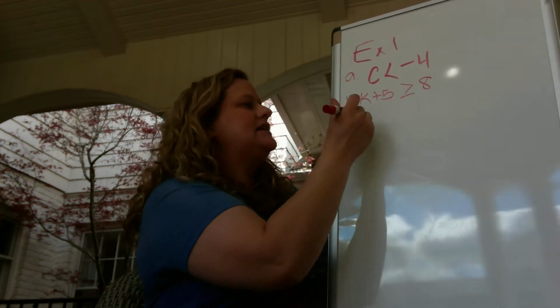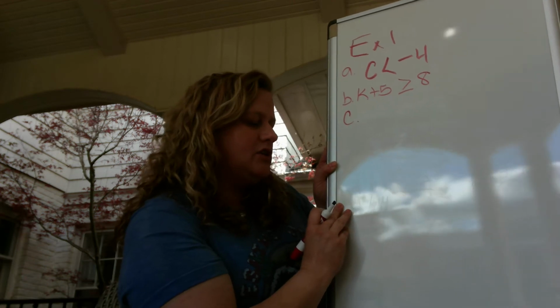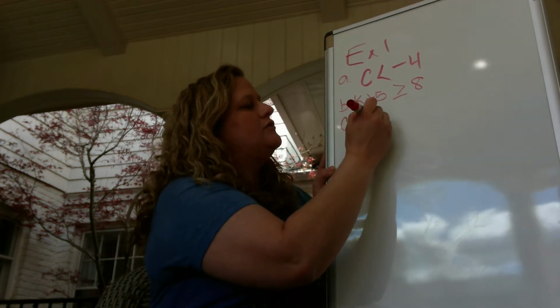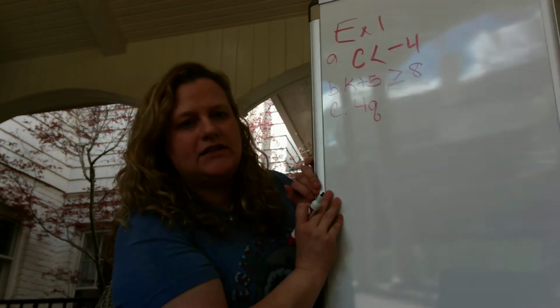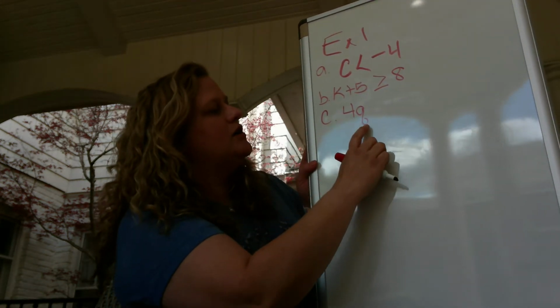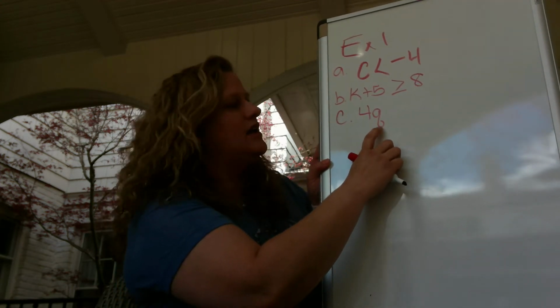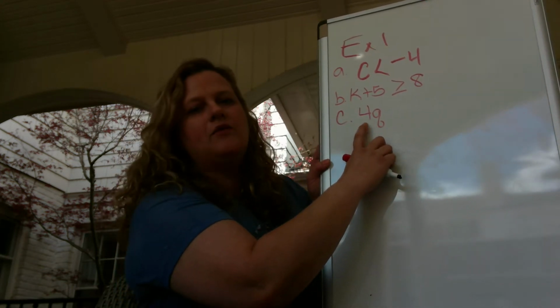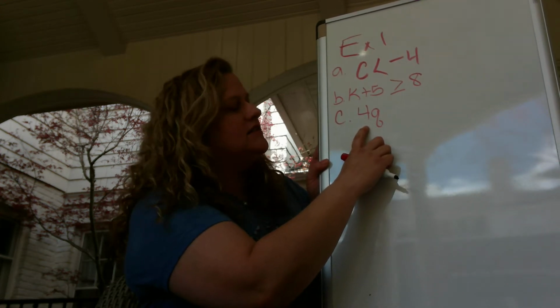Okay, so now C says 4 times the number q. So 4q. And we remember that when we have a number and a variable side by side, we don't even need a multiplication sign. It just means multiply. And we always put the number first. I've seen a few people want to write Q4. It needs to be 4Q.